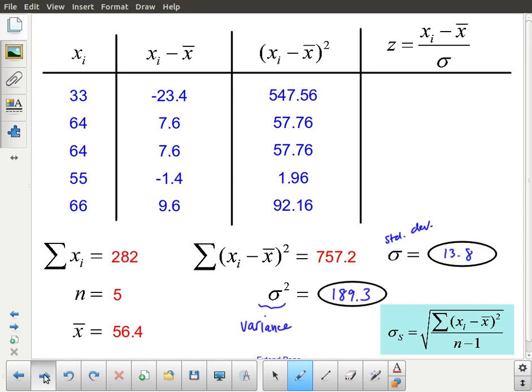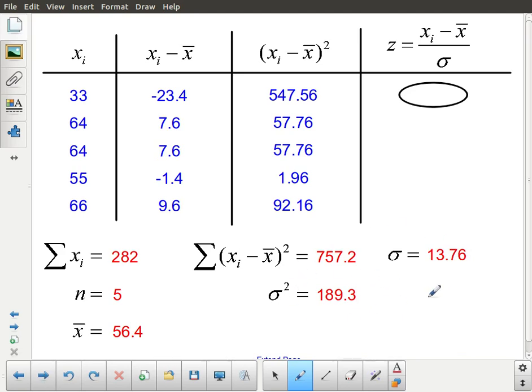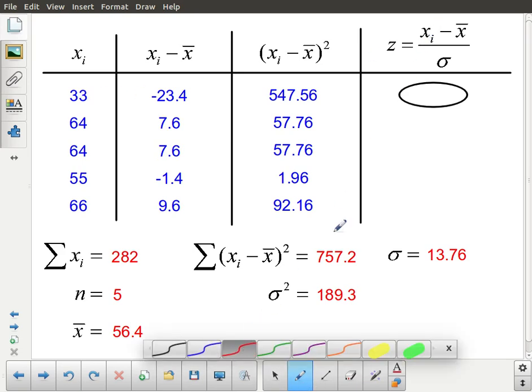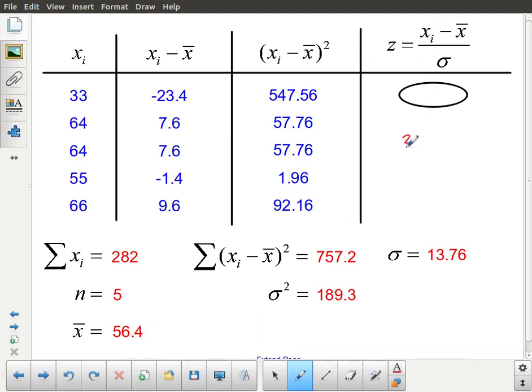So I have now filled in everything else here. And let's go ahead and calculate. I'm just going to do one of them. So what is the z-score for this piece of data, 33? What I'm going to do is take 33, that's the data point, minus the mean, which is 56.4, and then I will divide that by the standard deviation, which is 13.76.